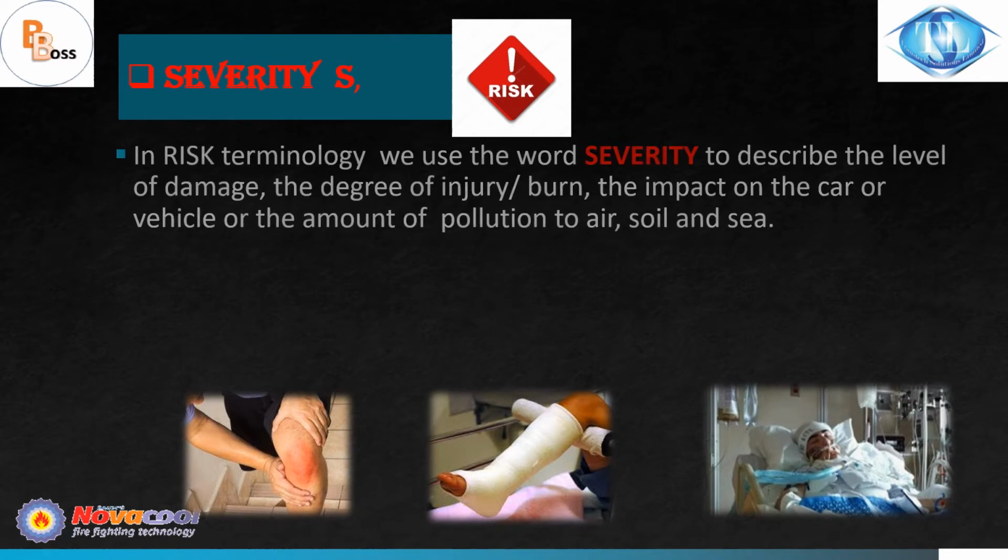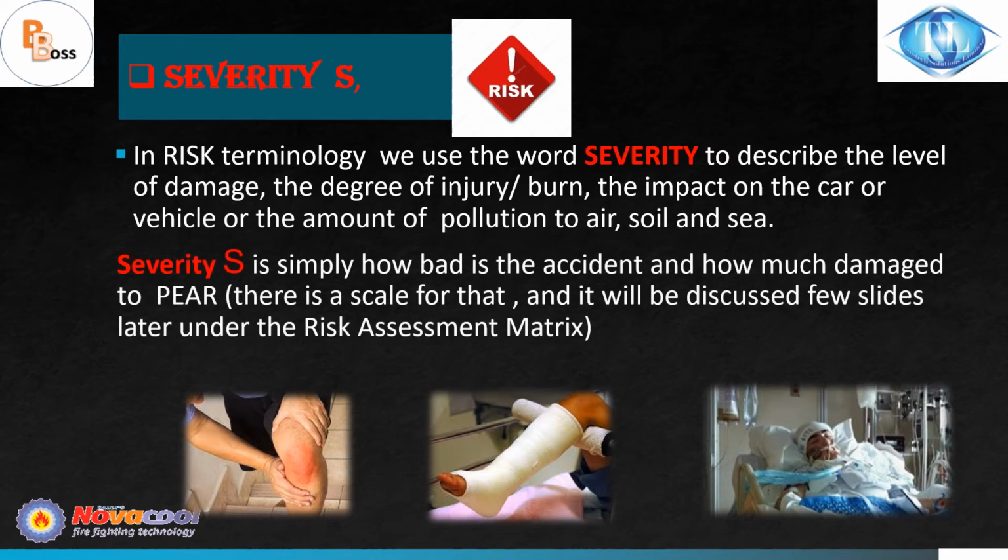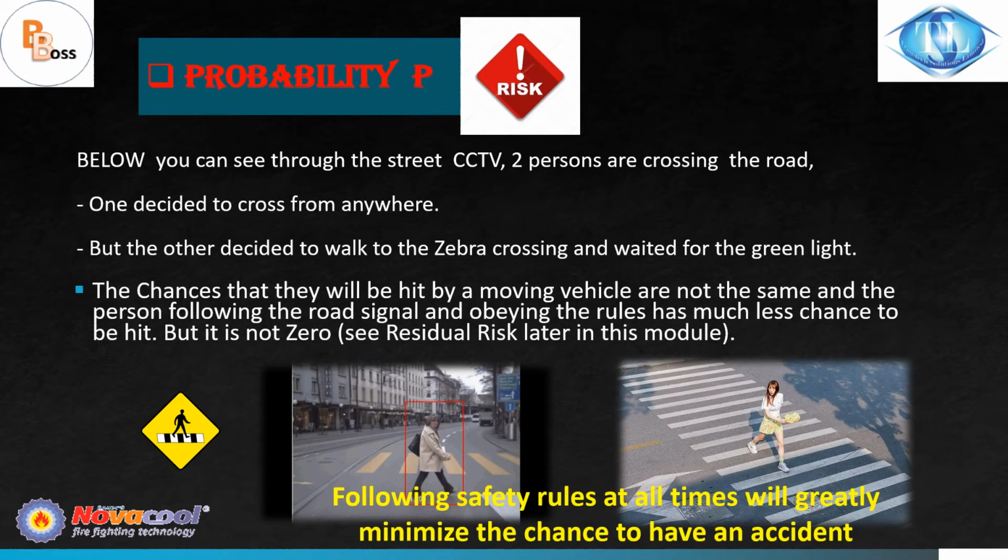We call the degree of damage the severity of the accident. So that's one of the elements of risk, the severity. And obviously, if the severity is high, the risk of this activity is high too. And we will represent severity by the letter S, and we will use this later in the formula R equals P times S, or S times P. It works both ways.